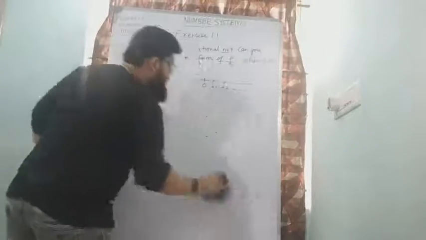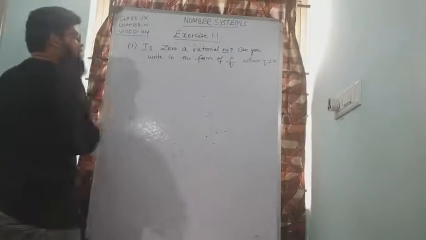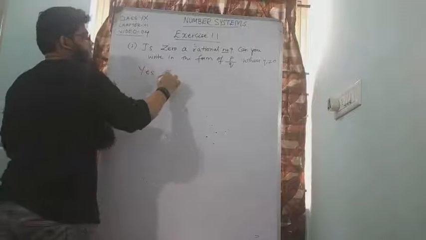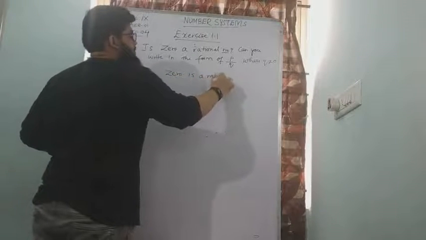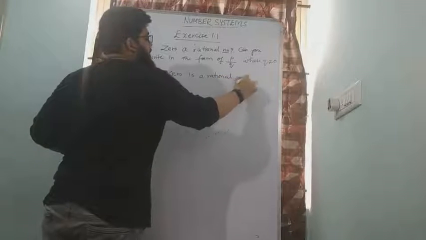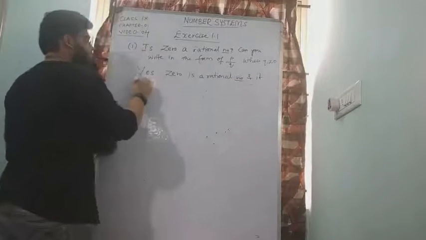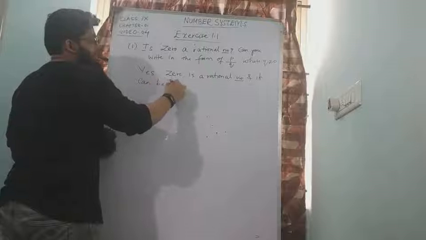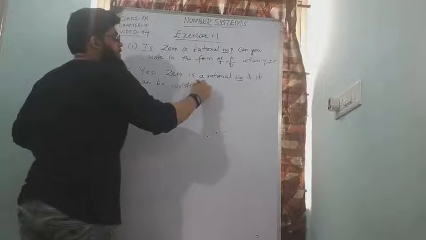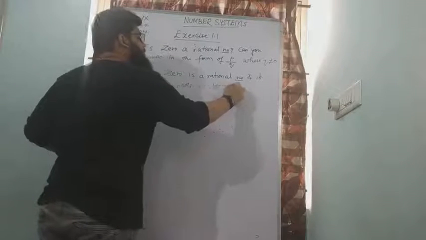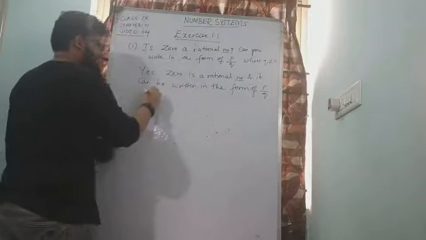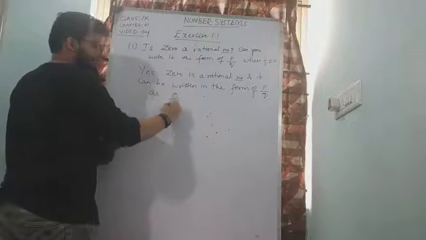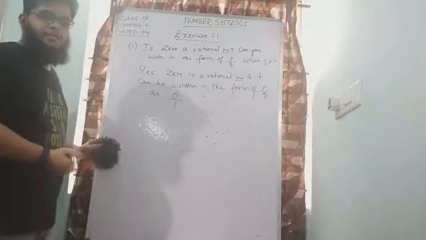So my answer is going to be yes, 0 is a rational number and it can be written in the form of P divided by Q as 0 divided by 1. I hope you have understood that.